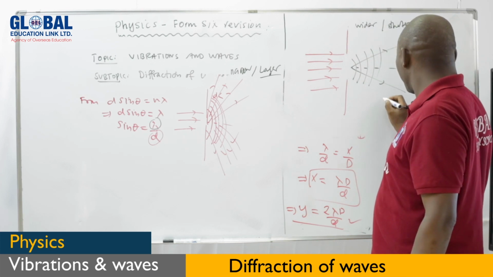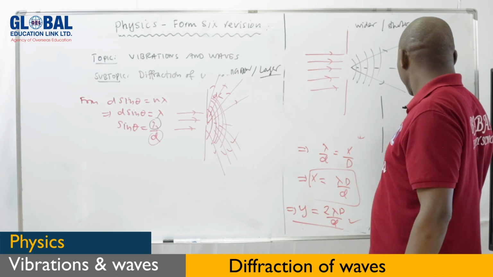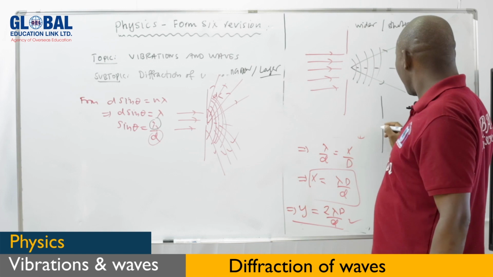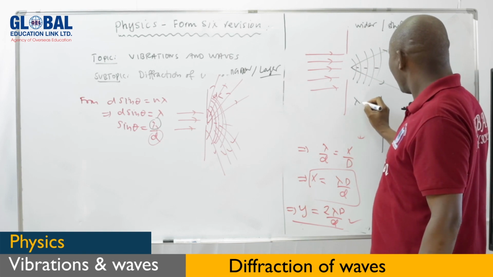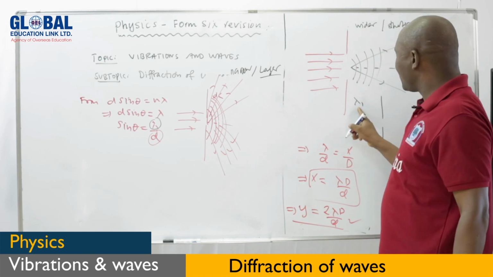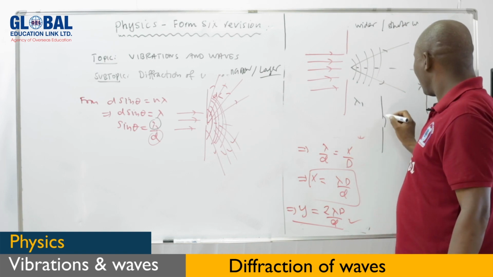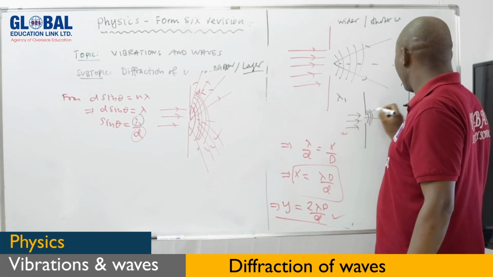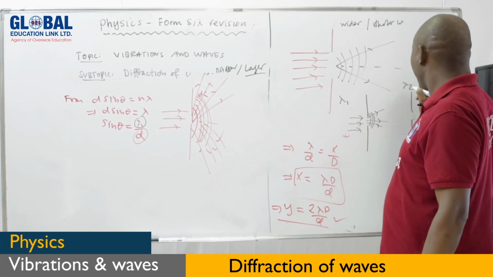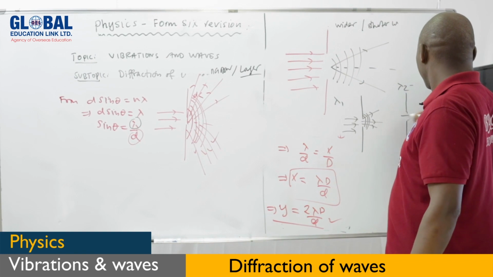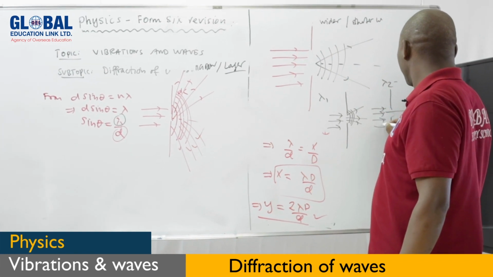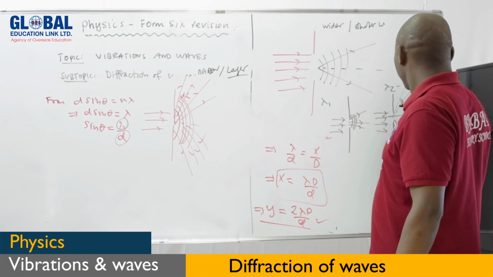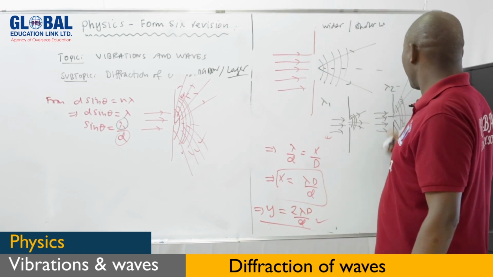So we have the same kind of opening, but the difference now is the wavelength. We have short 1, short 2. If this is the shorter wavelength, we're going to have this kind of diffraction. But if this is the long wavelength and the light waves pass here, we're going to have more diffraction. Can you see the difference?